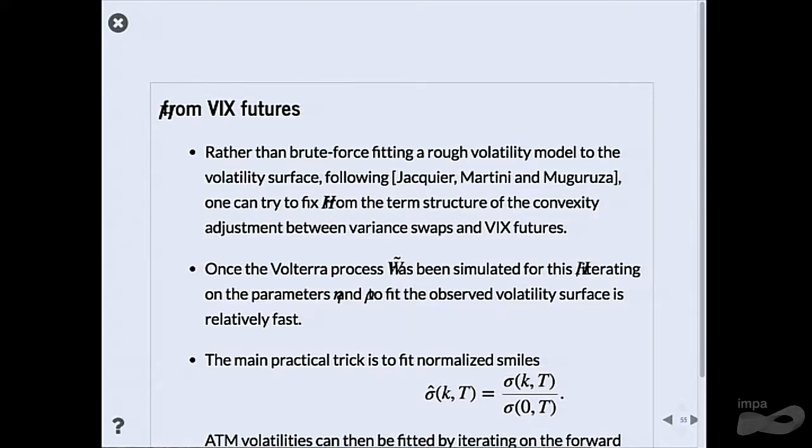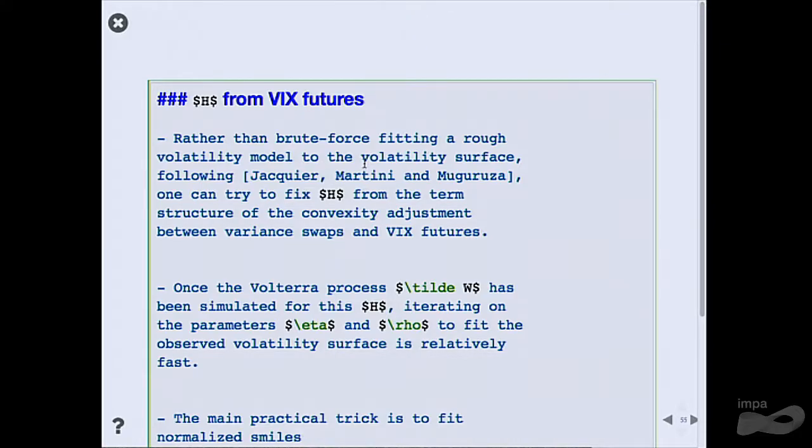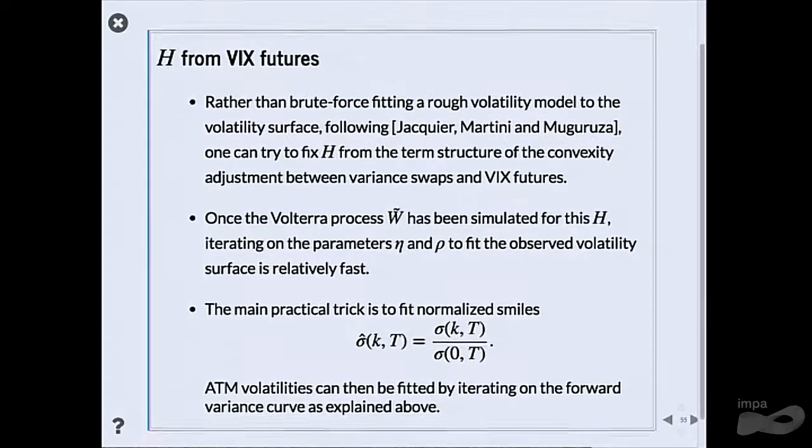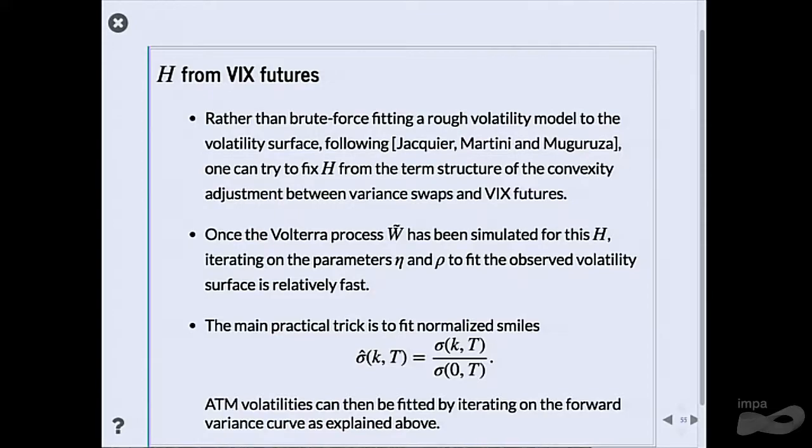Now, something that Marcos was talking about earlier: at Imperial, they are boasting that they can fit the rough Bergomi model incredibly fast. How do they do this? Well, I don't know is the answer, but I'm going to guess how they do this. They do this by estimating H from VIX futures.